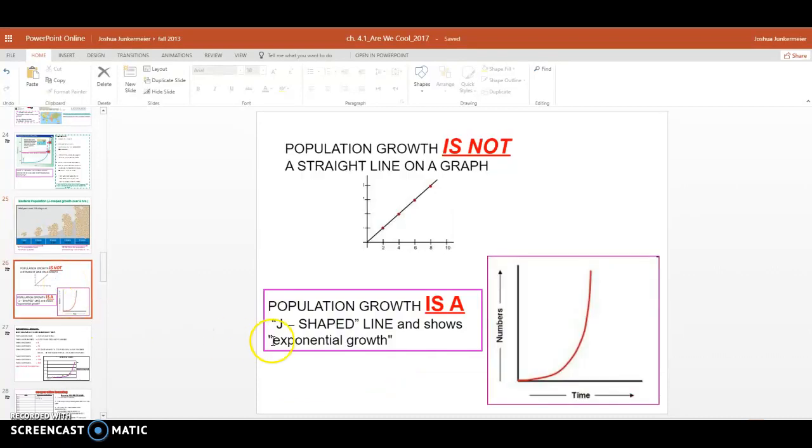There are some notes to write in slide 26. So, in your notebook, copy down slide 26, and here it is. It says population growth is a J-shaped line and shows exponential growth. This is a J-shaped line. So in your notebook, copy this down, copy what's in the big box, and then copy this graph down so that you can see that it's J-shaped growth.